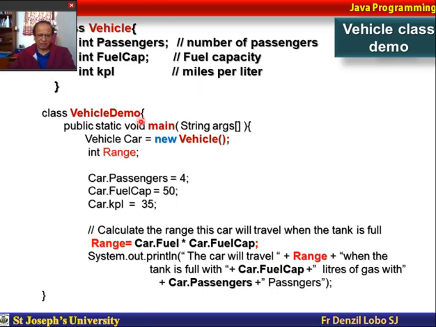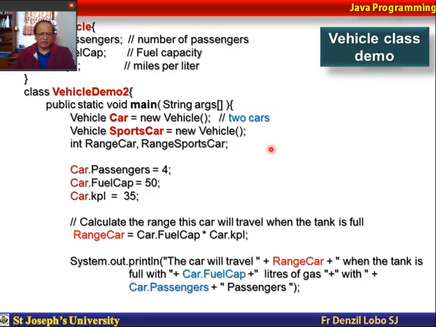So using the vehicle class, I've created an object here. This is very important. We have created an object called car using this vehicle class. Let us get into one more example.